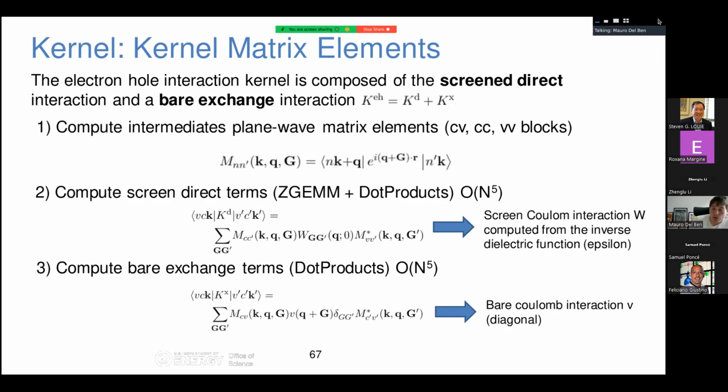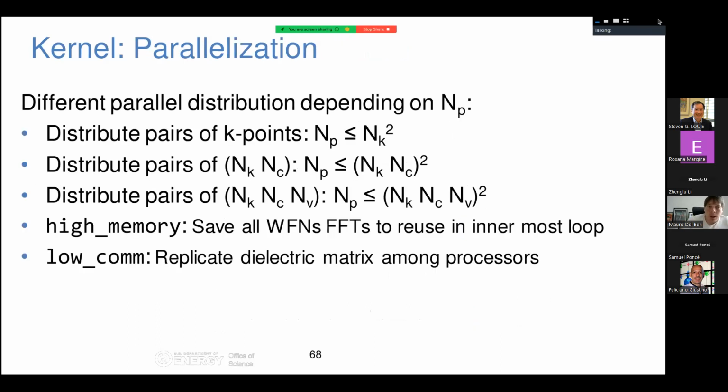Again, you contract over the screened Coulomb interaction in order to get the direct term, or over the bare Coulomb interaction in order to get the exchange term. These are a little bit more details about the kind of parallelization scheme. The number of processes you want to use, essentially you want to have them proportional, or essentially equal, for example, to these different levels of parallelization.